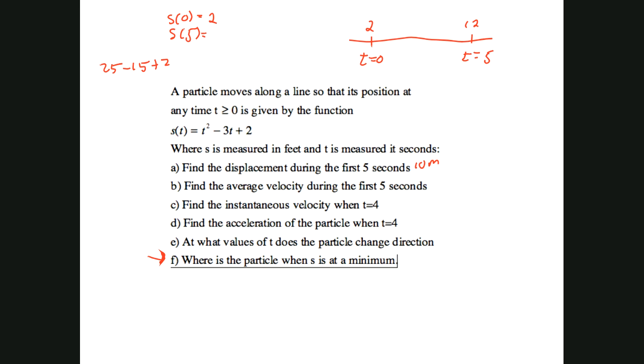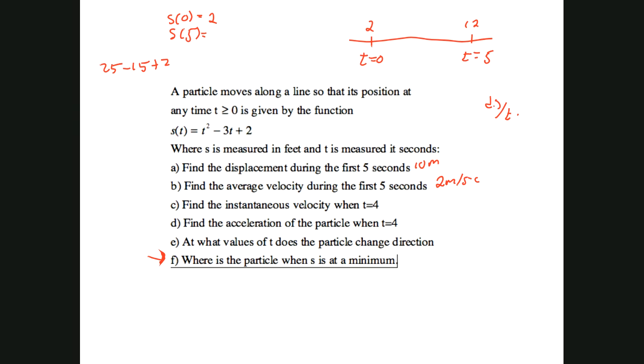Find the average velocity during the first 5 seconds. Well, velocity is displacement over time, so that is going to be 2 meters per second. Okay. Oh, Henry's got all of them on there. Okay, at one time. All right.